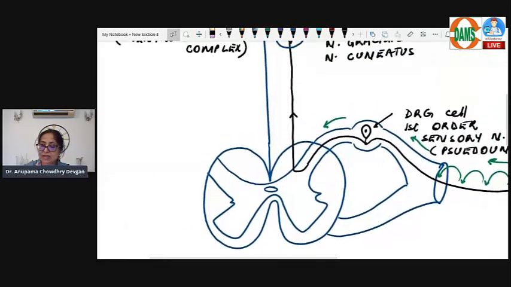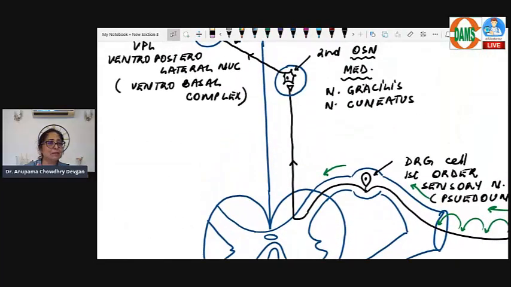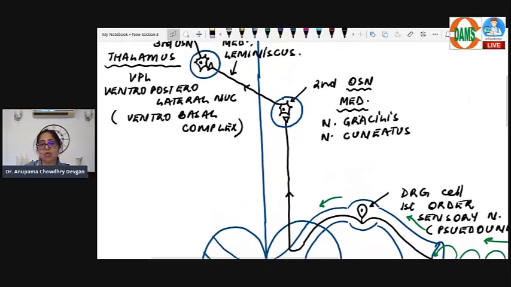It is more sensitive areas that have a large cortical representation. Now, the first order sensory neuron, like I said, is the dorsal root ganglion cell. First synapse is in the medulla, nucleus gracilis, nucleus cuneatus. Second order sensory neuron arises in the medulla, crosses over to the opposite side.